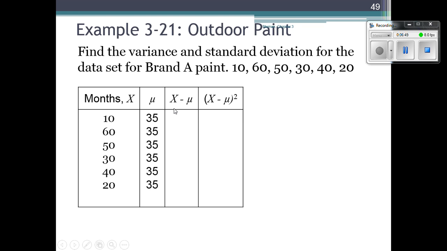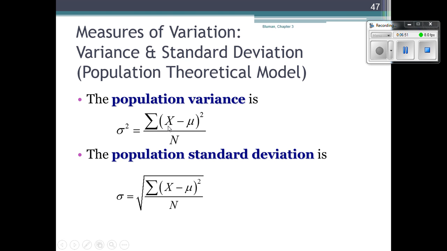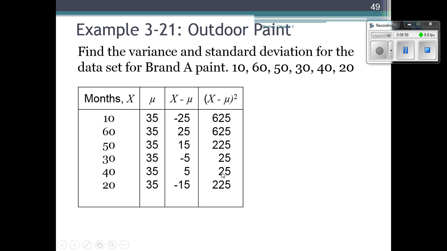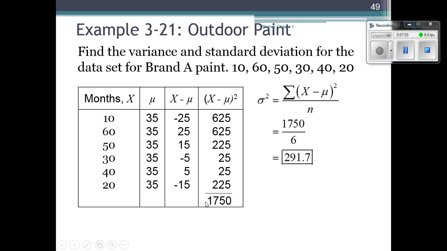And then you're just following the formula. You're taking all your x minus mu's, and that comes from right here. So we want to take all of our x minus mu's, like we did, square them all, and we get these numbers. Add them up. The reason we add them all up is because that's what goes up top here. These are all of your x minus mu's squared. Sigma means add them all up. So that's 1750. N, there's 6 of them. 1, 2, 3, 4, 5, 6.